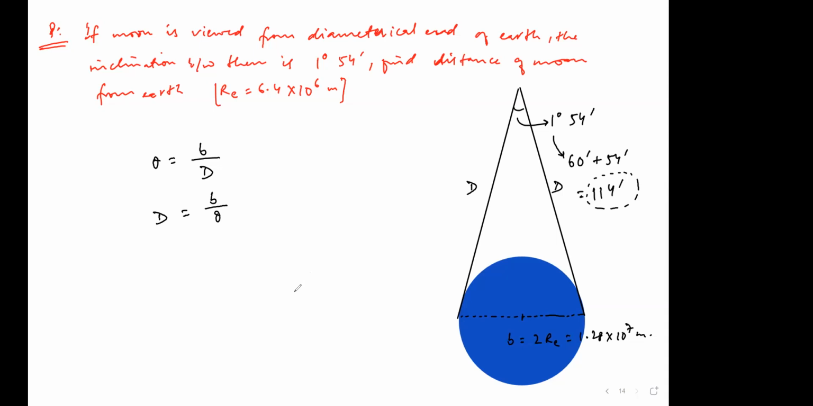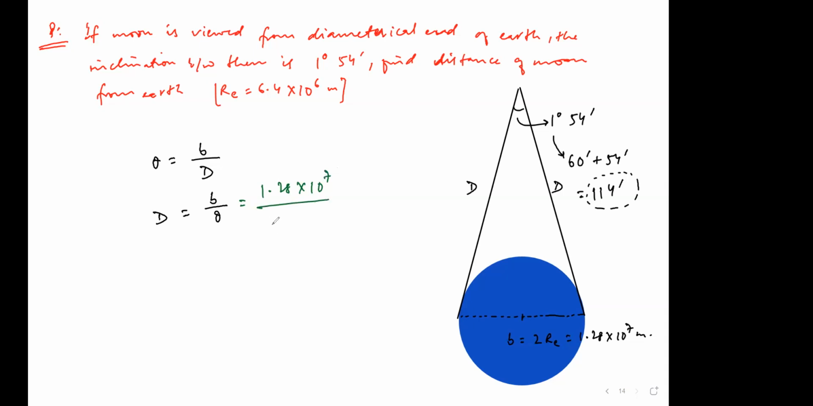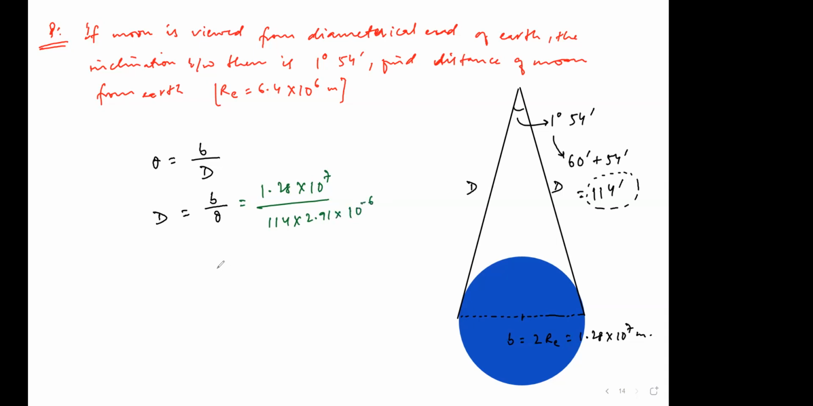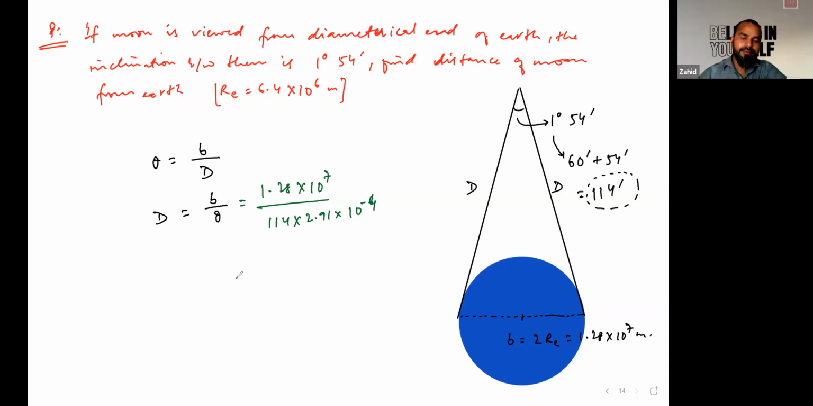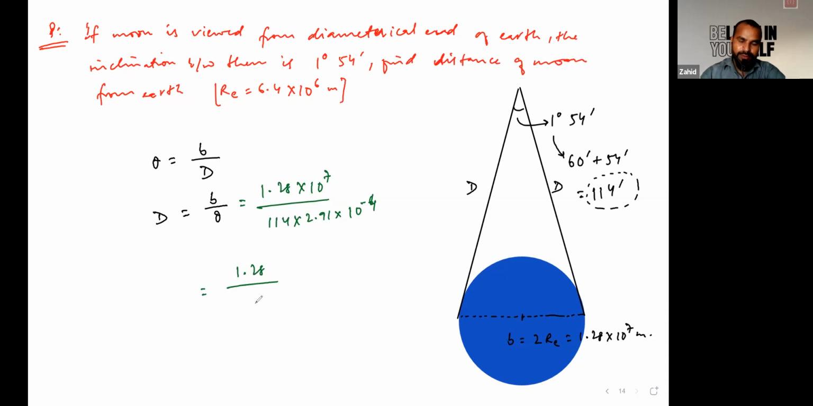Sir, is the answer 3.8 into 10 raised to 11 meters? I think it is right. Hamza, have you solved? No, sir. Not yet. The basis is 1.28 into 10 to the power 7 meter divided by theta, which is 114 into 2.91 into 10 to the power minus 4, right? Okay. So it would be 1.28 divided by, on multiplying 114 with 2.91, you would obtain 331.74 into 10 to the power 7 and 4, it would be 11.